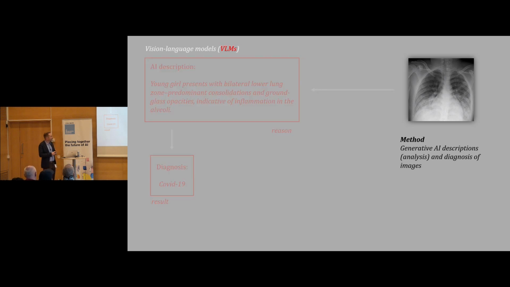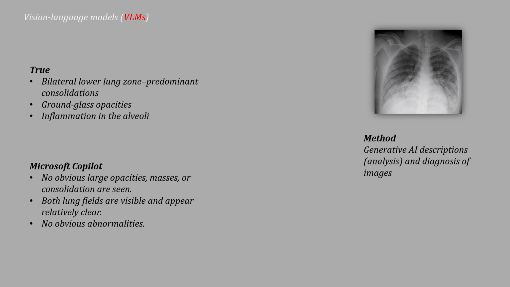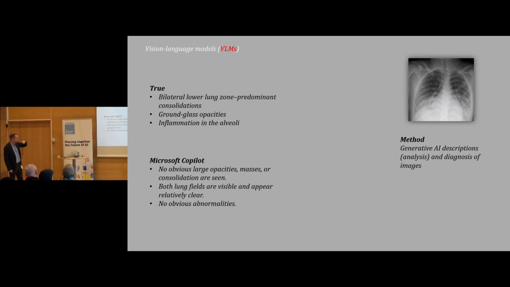This is not a medical AI, but I did try this on Microsoft Copilot, which is not medically trained at all. Don't try this at home, so to speak. But the discrepancy is quite funny, because we know from the doctor that it's bilateral consolidations, opacities, and inflammations in the image. Copilot says, no obvious large opacities or consolidations. Lungs are visible and relatively clear, and there are no obvious abnormalities.